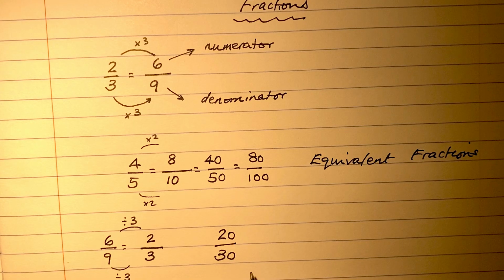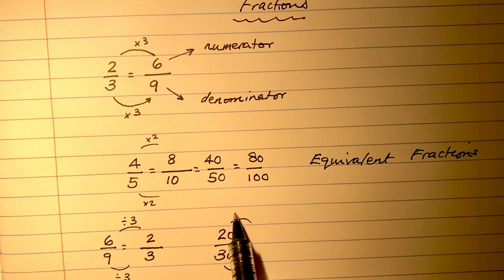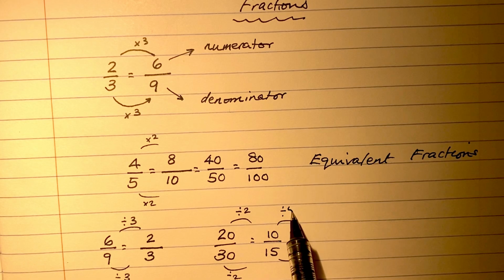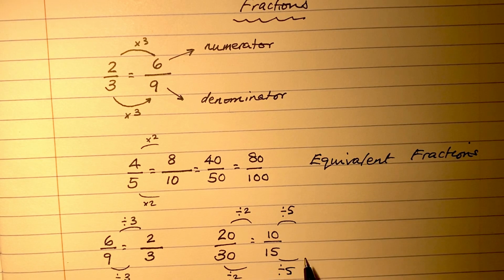You could do it in one go or in steps. I can divide by 10 and get to the lowest possible fraction, or you can do it in steps. Say you didn't see they can be divided by 10. So let's say divide by 2. So we get 10/15. Then you realize we can divide by 5 as well. So 10 divided by 5, 15 divided by 5. But I could have gone from this version to that version in one go.